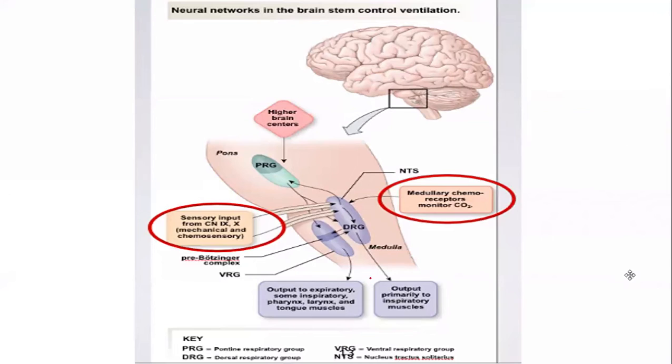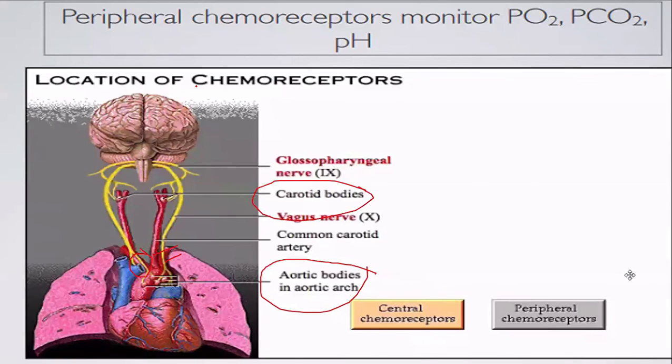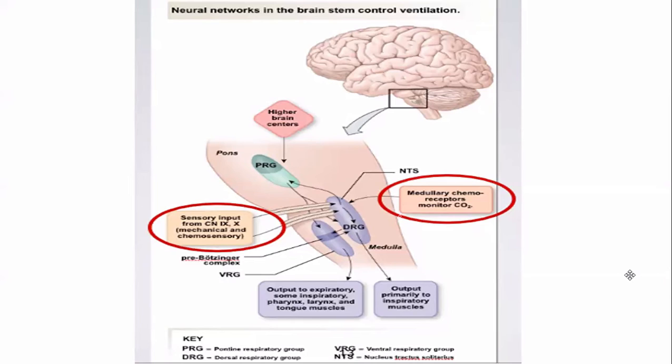We also have the central ones. So again, this is the periphery. When we say central, brain. So here we have the central chemoreceptors, here at the medulla. They monitor the carbon dioxide. Carbon dioxide content is actually more powerful for respiration.